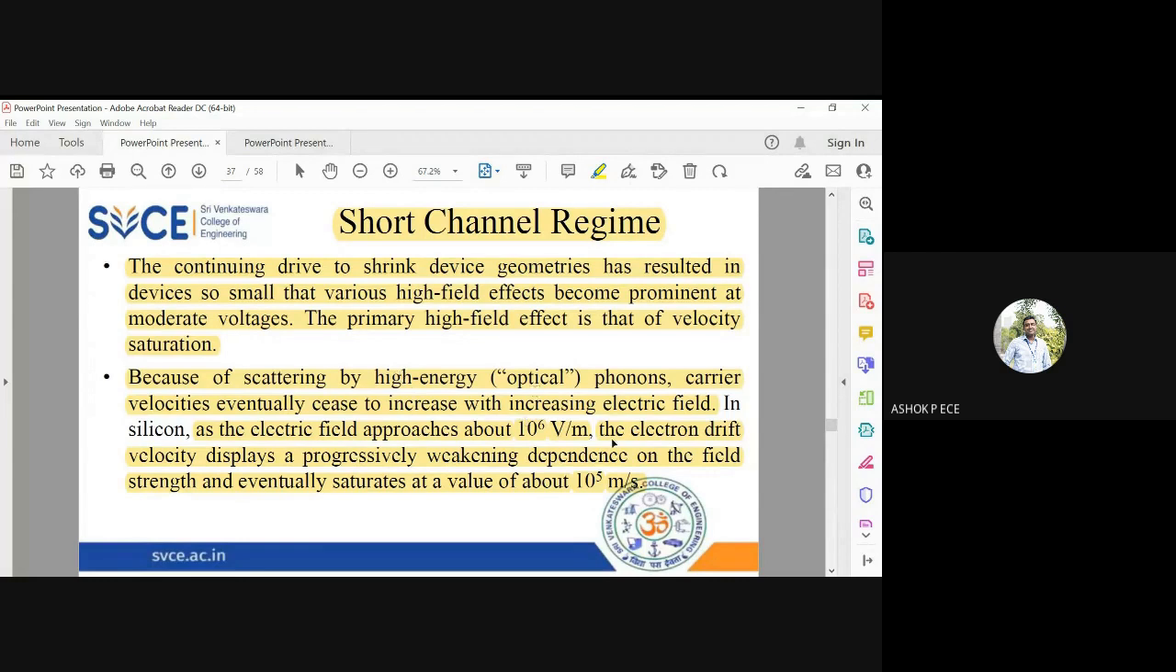So here is an example we have seen. Till 10^6 volts per meter, it will increase till 10^5 meters per second. So any electric field value more than 10^6 volts per meter, the velocity will remain at 10^5 meters per second.